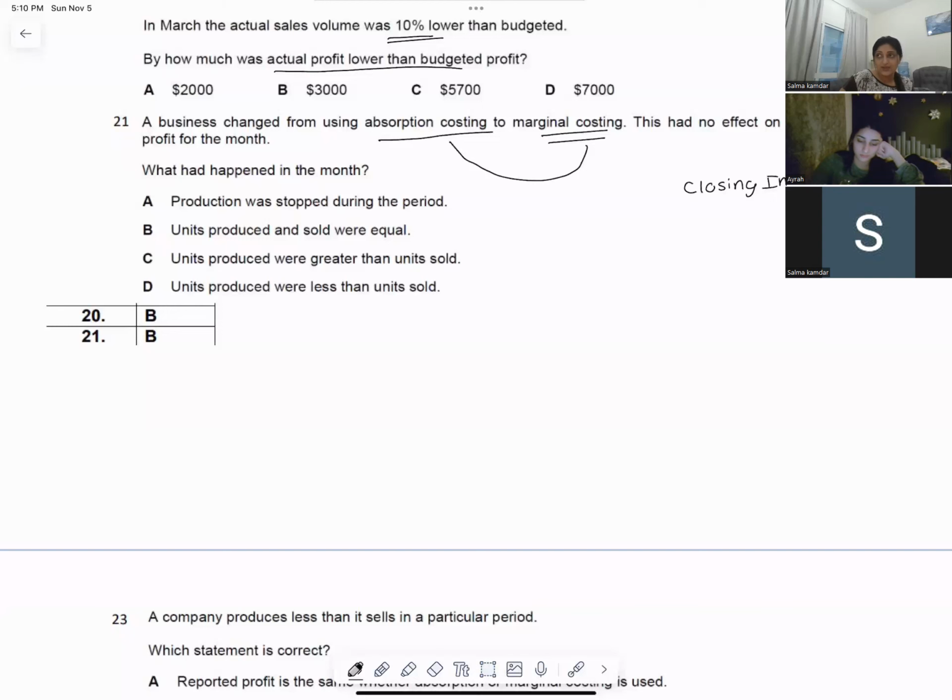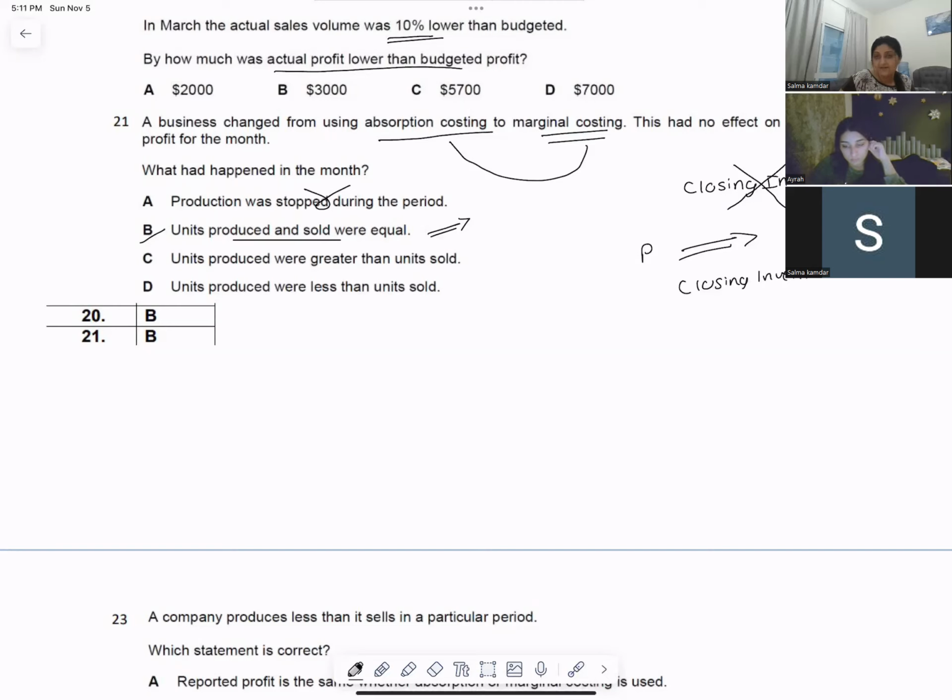So if you're changing your method and still you do not have any difference in profit, that means you had no closing inventory. That means whatever you produce, the same number of units you sold. You change from absorption to marginal and it had no effect on profit. So what had happened for the month? Units produced and sold were equal? Yes. Because when units produced is equal to units sold, it means there is no closing inventory.